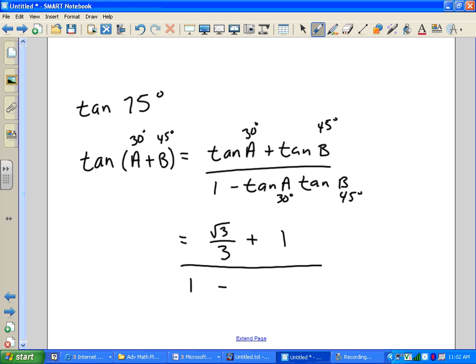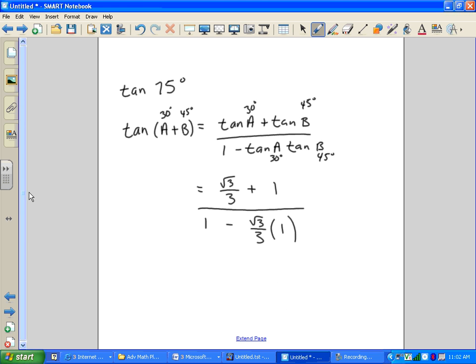over 1 minus, now tangent of 30 degrees again is square root of 3 over 3, and then times 1. Now this gets pretty nasty right there, but I'm going to show you an easy solution around this that your book won't show you. Before I do what I'm fixing to do here, I'm going to go ahead and multiply that out. Okay, so we're going to have square root of 3 over 3 plus 1 over 1 minus square root of 3 over 3, because square root of 3 over 3 times 1 is just square root of 3 over 3.